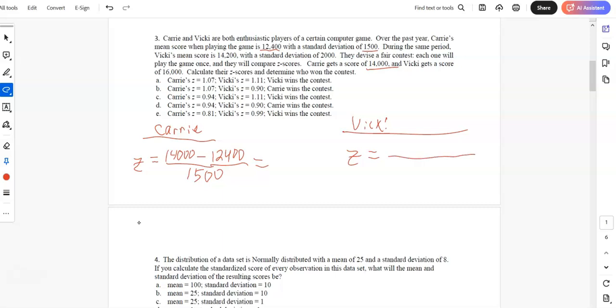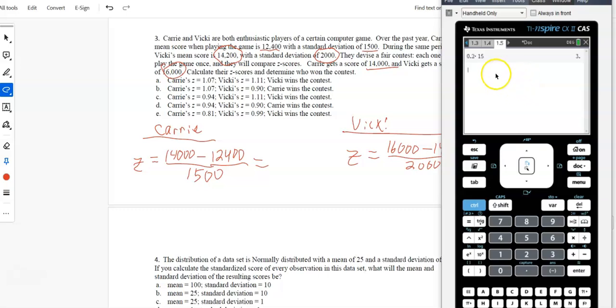Vicky's mean is 14,200, and she gets 16,000. So 16,000 minus 14,200 over 2,000. So figure out the z-scores here. The first one, I'll divide, so 14, put a decimal in there so I get a decimal. So I get a z-score of 1.066 standard deviations above the mean.